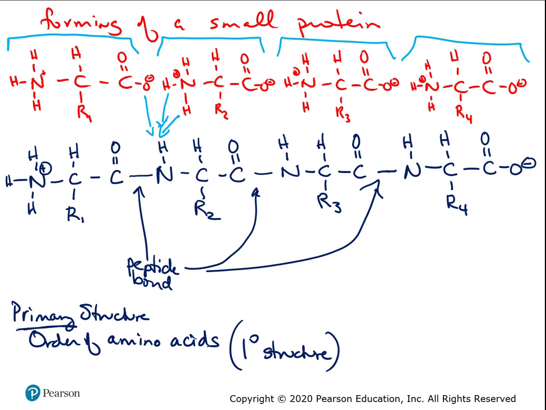So if you saw a structure, you should be able to pick out how many amino acids in this protein, right? You just count the NCCs. So 1, 2, 3, 4. So you can see there's 4 NCCs repeating. So that tells you that there's 4 amino acids in that protein.